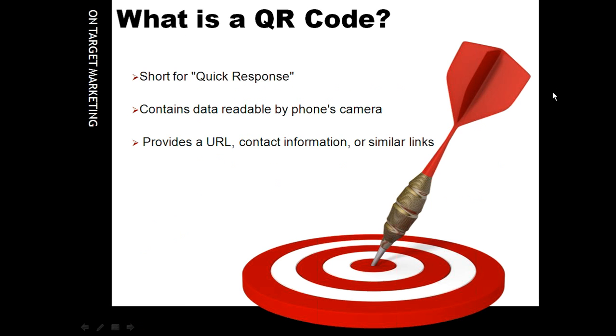So what exactly is a QR code? QR code is actually short for quick response. It's simply a barcode that contains data, and that data can be read by a smartphone's camera. Today, most smartphones come equipped with software that allows them to be downloaded with a QR code reader, and that's going to be key. I'm going to talk about that later in the webinar, about these QR code readers and scanners. Once you download that QR code reader, the smartphone's camera acts like a scanner, allowing it to read the barcode.